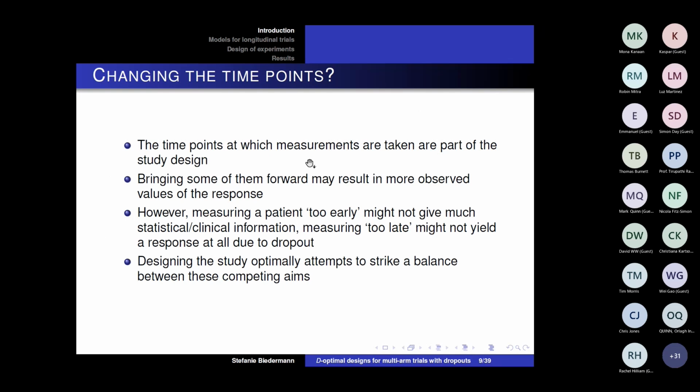So time points where we take measurements are part of the study design. Bringing some of them forward may give us more observed values of the response. But then we also have to incorporate into our criterion that measuring a patient too early might also not give much information, neither from a statistical nor potentially from a clinical point of view. In particular, if it's a more slow-acting treatment, we wouldn't want to measure too early, but then measuring too late might not yield a response at all because the patient may have dropped out. So here we also need to strike a balance, and we would try to do this through design.